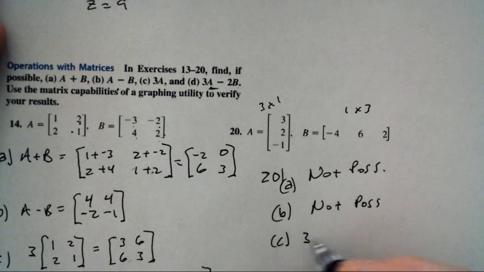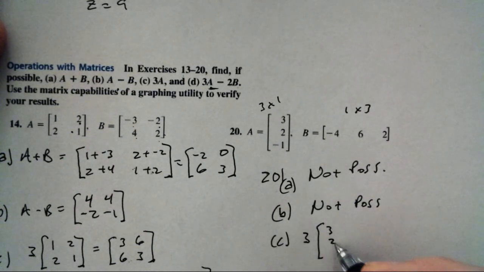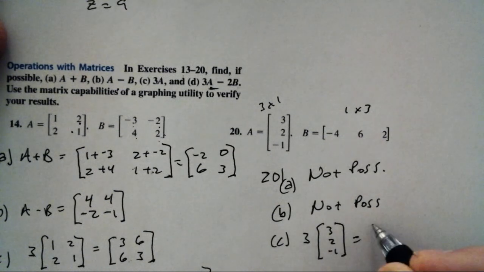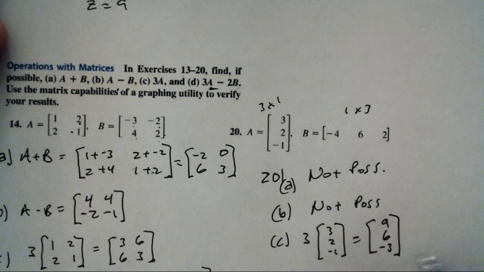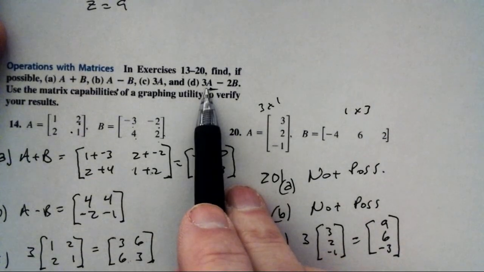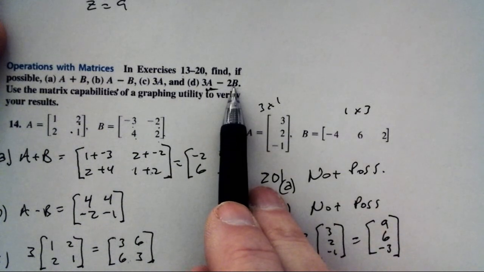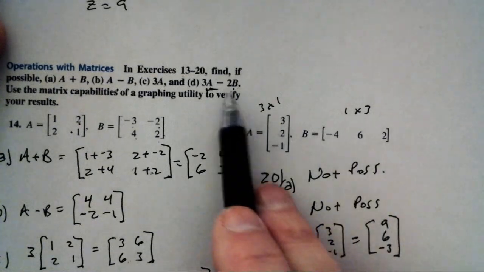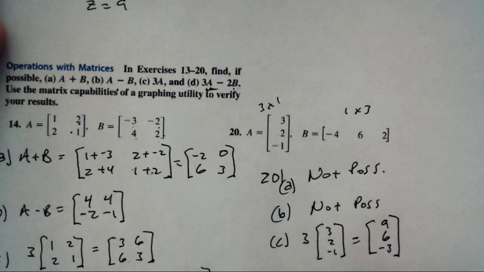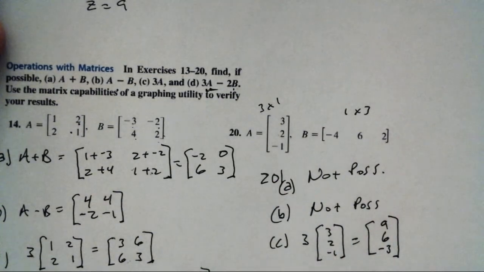C, however, we're supposed to take 3 times A, and that's easy and possible. 9, 6, -3, we just scaled it. And D, we're supposed to multiply 3 times A, we can do it. Multiply 2 times B, we can do it. But we'll still have 3 by 1s and 1 by 3s. We cannot subtract those. Not possible.